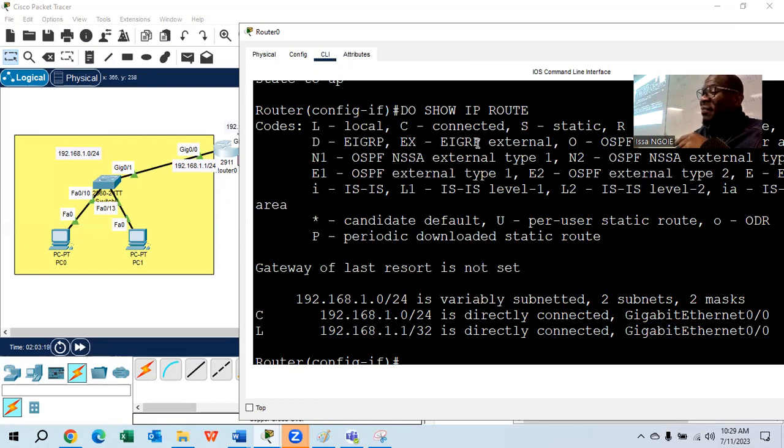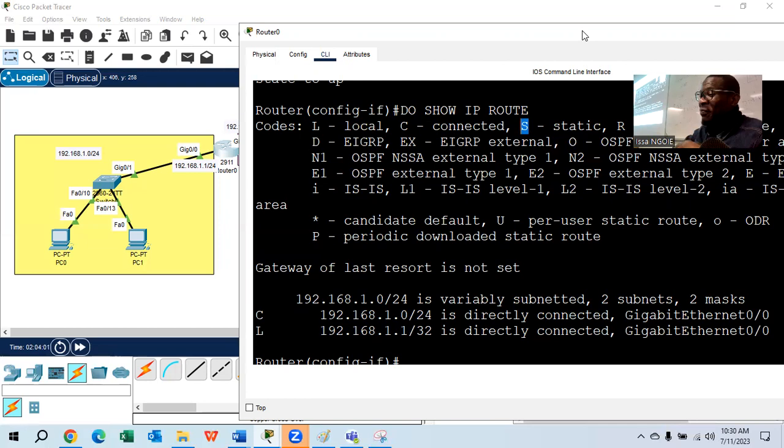And the C is what? Connected. Which network ID? The network as a whole. It's this one. It shows that my router is connected to this network. Which network? 192.168.1.0. But myself as a router, I'm connected to this yellow network via which interface? Via 0/0.